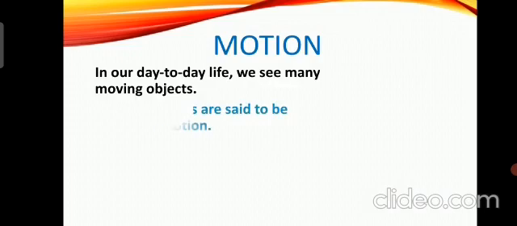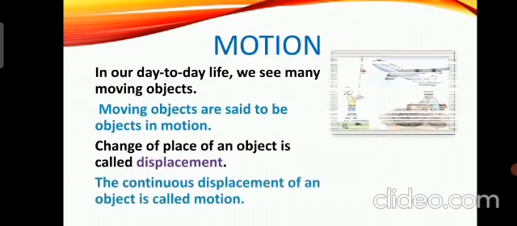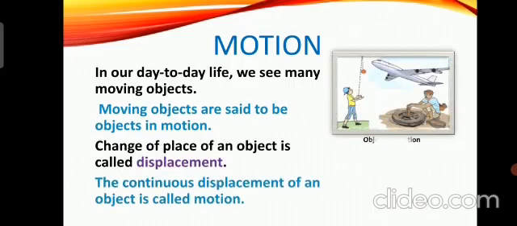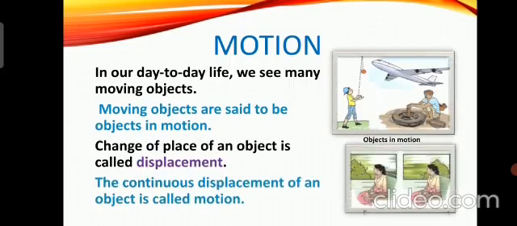For example, while waiting for a bus at a bus stop, other vehicles appear to be in a state of motion. The trees are seen to be running backward while you travel in a train. If an object is seen by an observer to change its place continuously, the object is said to be in motion. The change of place of an object is called displacement. An object in motion continuously undergoes displacement.